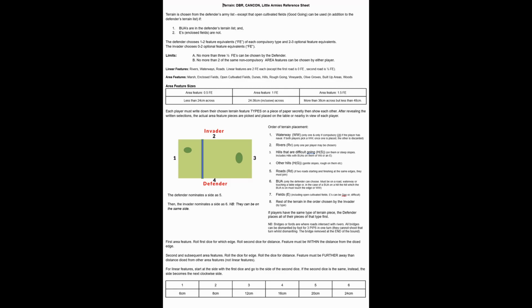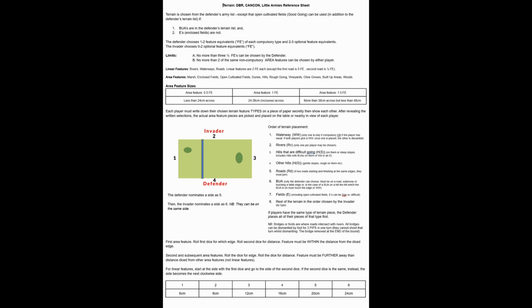For clarity, a river is a linear feature, so are roads. A hill is an area feature. Following hills, the next type of terrain to be placed are roads.